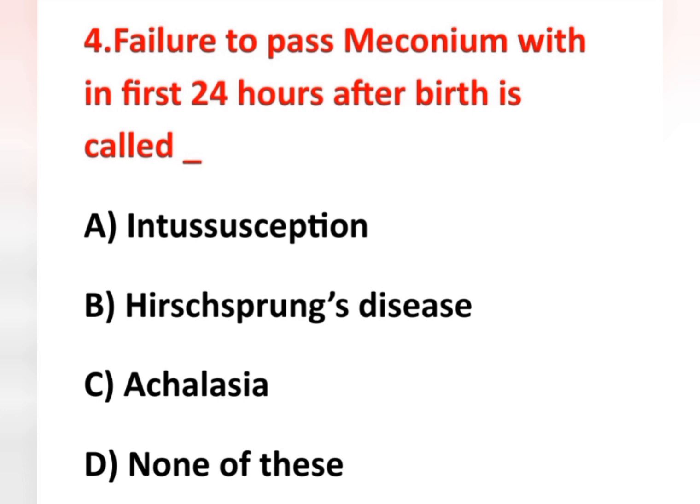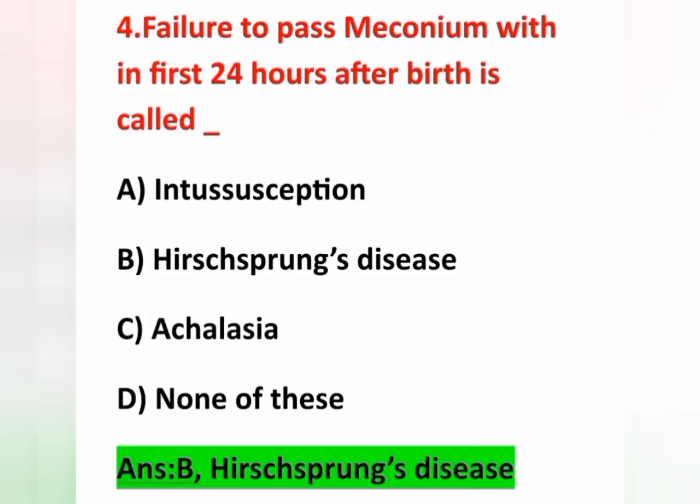Fourth question: failure to pass meconium within first 24 hours after birth is called. Options are option A intussusception, option B Hirschsprung disease, option C achalasia, option D none of these. A newborn baby who is not able to pass meconium within the first 24 hours after birth has option B, Hirschsprung disease. Hirschsprung disease is a congenital anomaly, also known as congenital aganglionosis or congenital aganglionic megacolon.